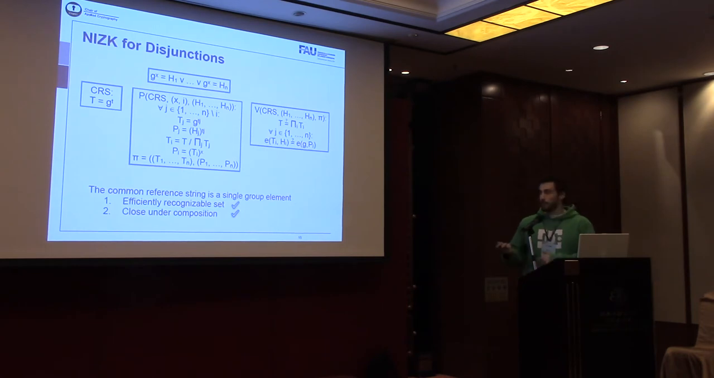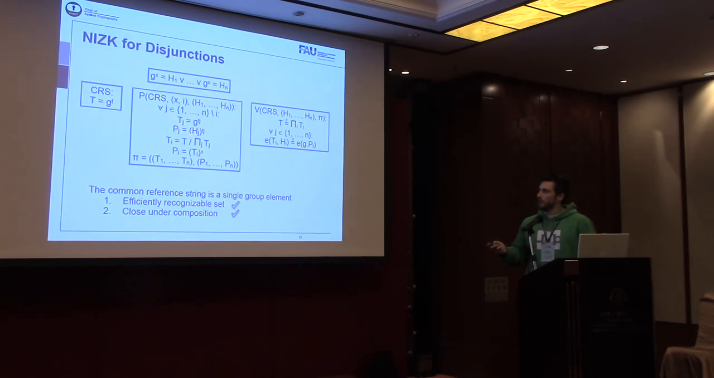Okay. Unfortunately, this simple scheme is not enough. What we would like to prove is a statement of this family, in the sense that we would like to prove that we know an x such that g to the x is equal to h1 or h2 or so on, up to hn. So a disjunctive statement. And of course the previous scheme does not suffice for this purpose. So let's try to see how we can extend this. The basic idea is the same. Now for each element of the tuple, we sample a random tj.